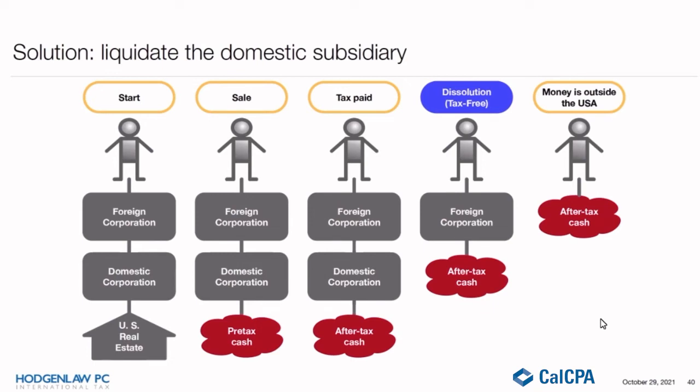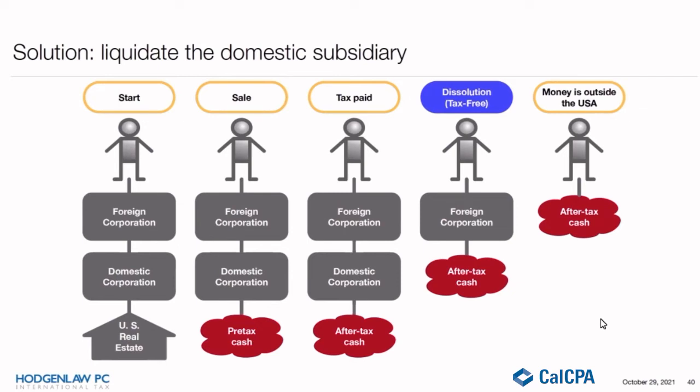But what's happened when you liquidate the domestic corporation is now all of a sudden your U.S. tax obligations on the sale of the U.S. real estate are fully paid up because the domestic corporation paid everything. And you managed to migrate the cash balance upstream into the bank account of the foreign parent corporation.